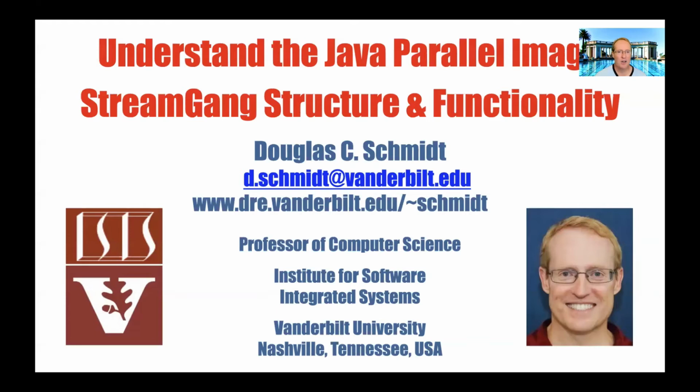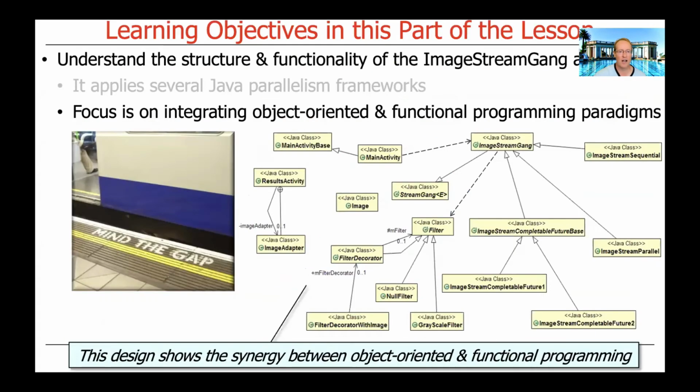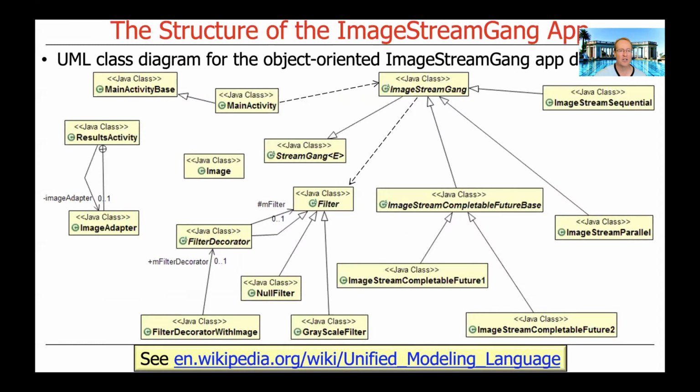The next part of the lesson on the ImageStreamGang program is going to look at the structure and functionality of its overall design. And we're going to focus on integrating object-oriented and functional programming paradigms. That's really important. And this design we're going to examine really shows the way in which these two approaches work together more effectively than using either one of them in isolation.